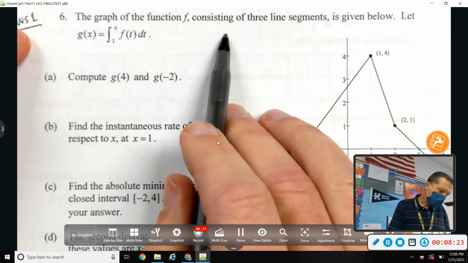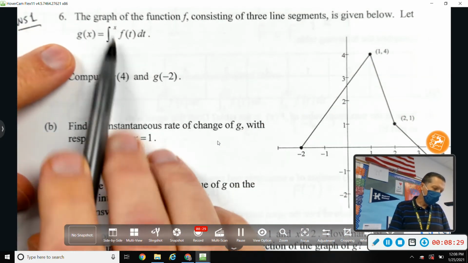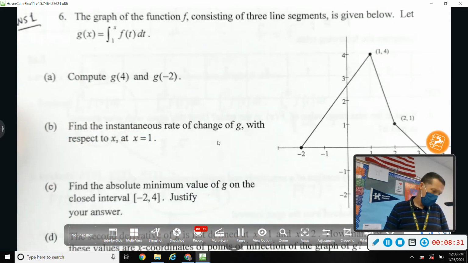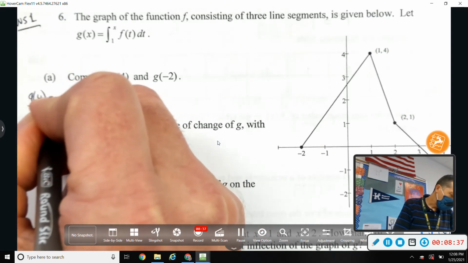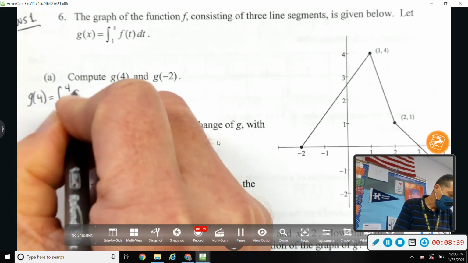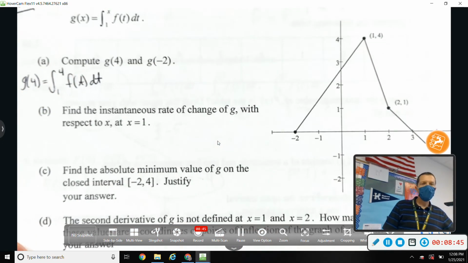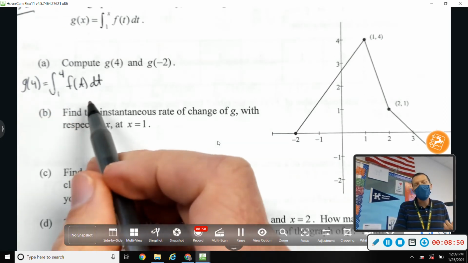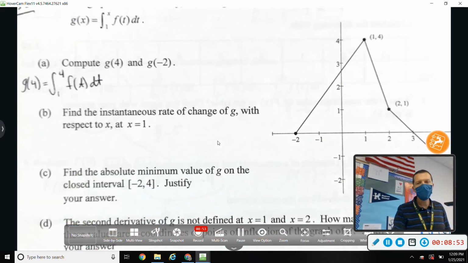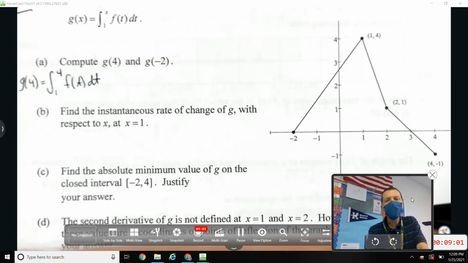The graph of the function f, consisting of 3 line segments, is given below. G of x is the integral from 1 to x of f of t dt. Compute g of 4 and g of -2. G of 4 means integral from 1 to 4, f of t dt. So the area, again, this either means area or antiderivative. Well, it means both, but depending on what you've got in the problem, that tells you which way of thinking about the problem.